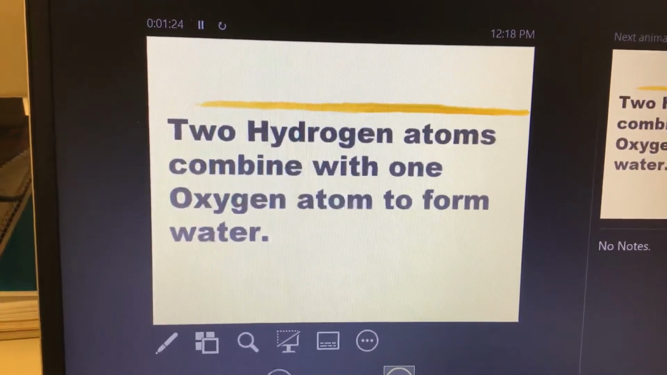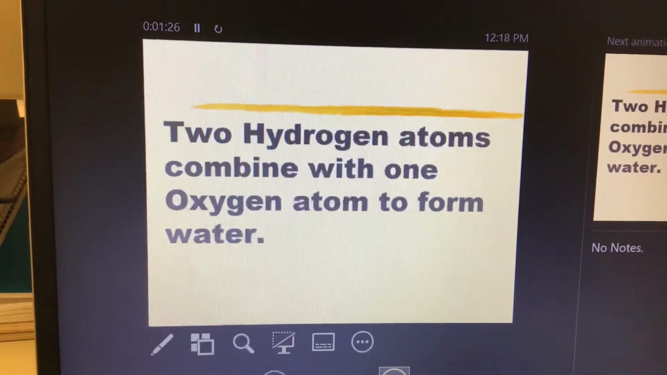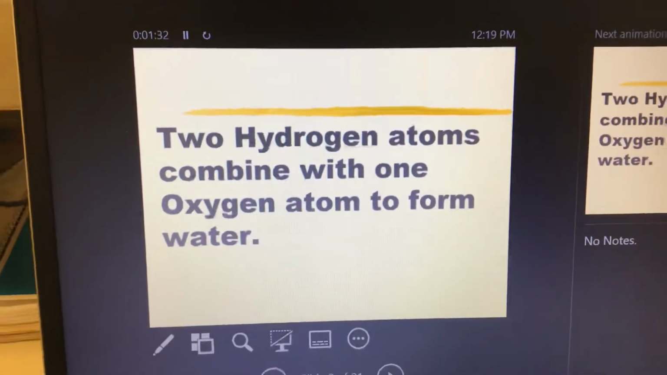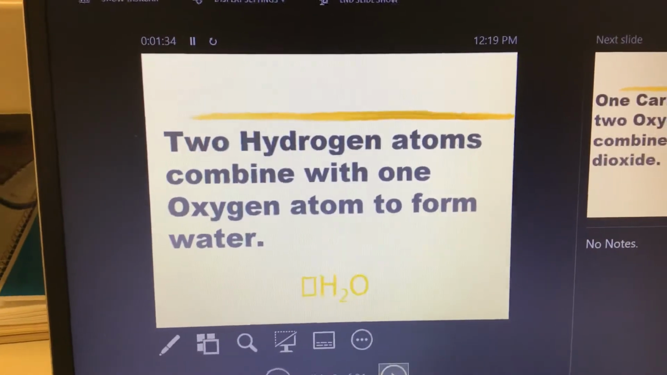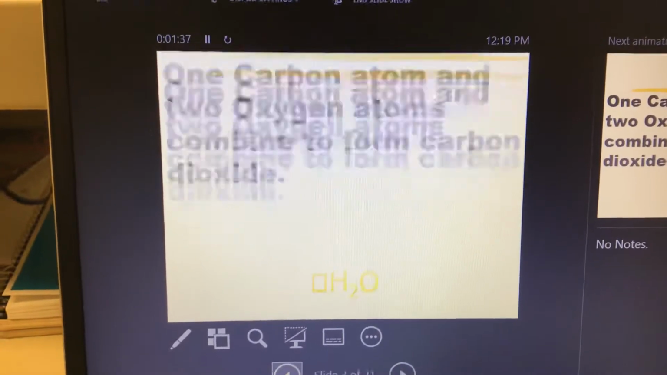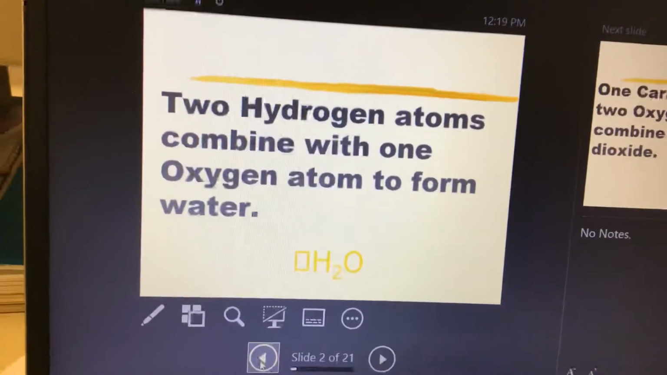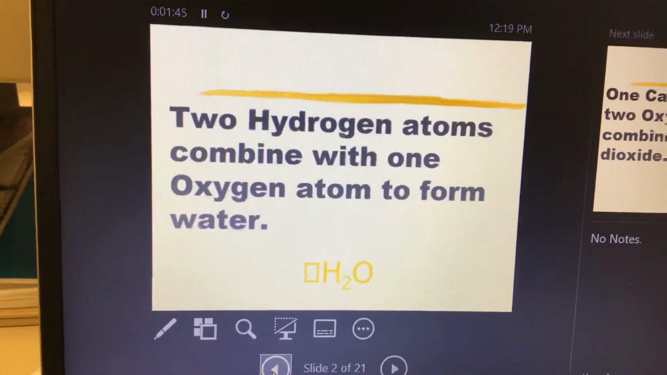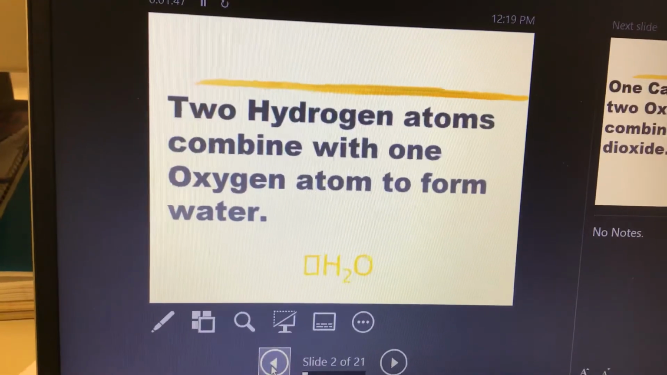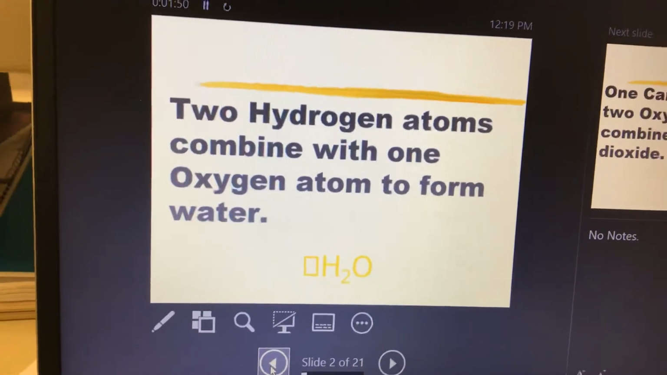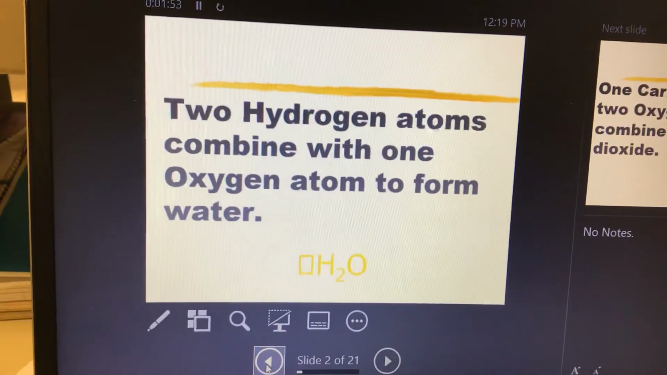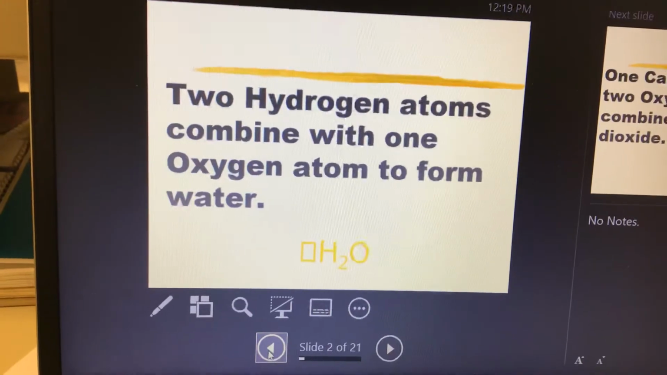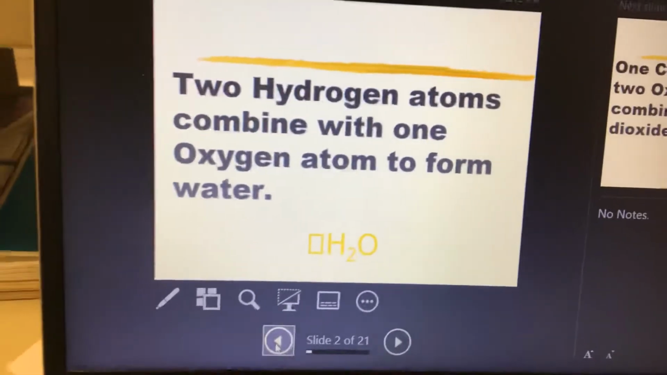Two hydrogen atoms combine with one oxygen atom to form water. And water's chemical code is H2O. So two hydrogen atoms with one oxygen. You see H2 means there's two hydrogens. And then O, if there's nothing after the O, that means that it's just one. So if there were two oxygens, it'd be H2O2 or H2O3 if there were three. But since there's nothing behind the O, it just means that there's one.